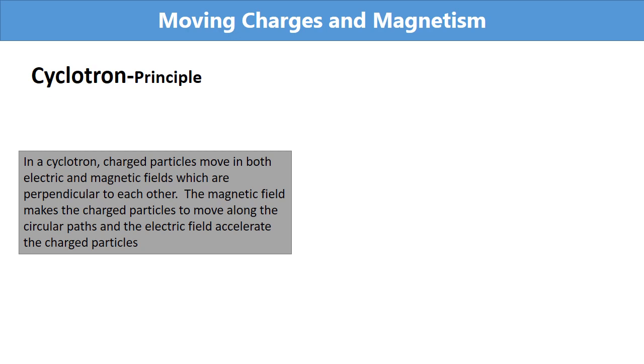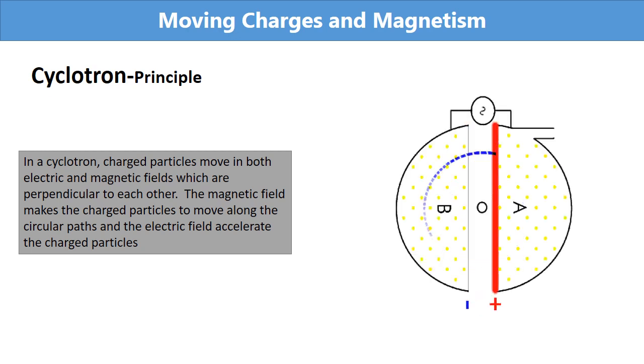What is the role of magnetic field here? The magnetic field makes the charged particle move in a circular path. And what is the role of electric field here? The electric field accelerates the charged particles. In figure, you can see the movement of charged particle in a cyclotron.